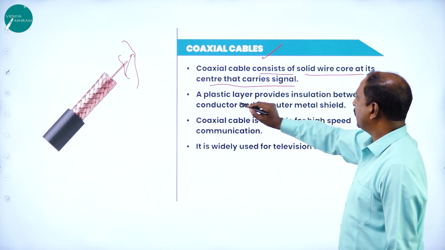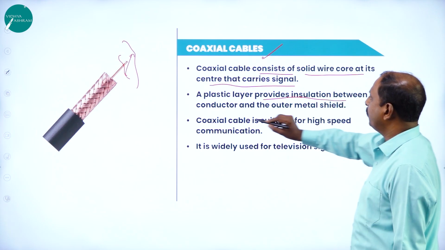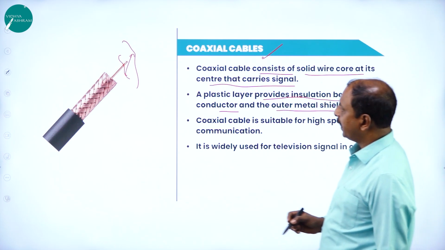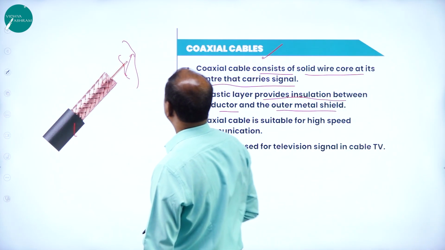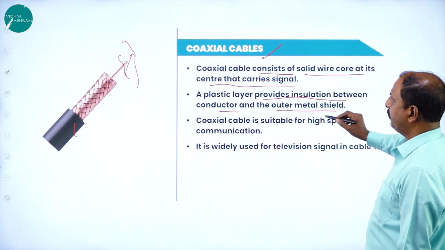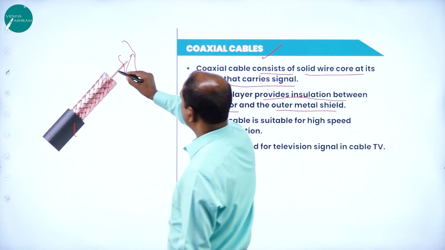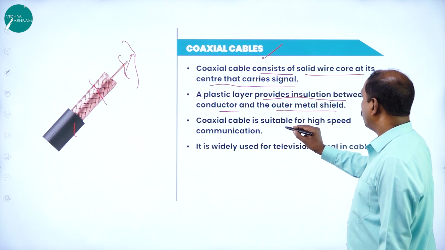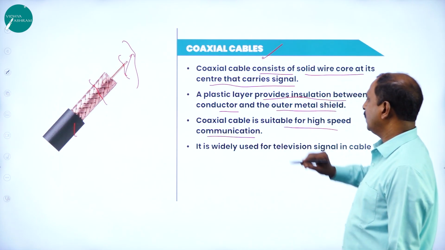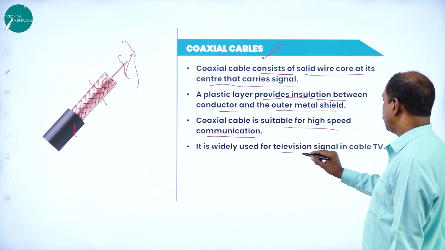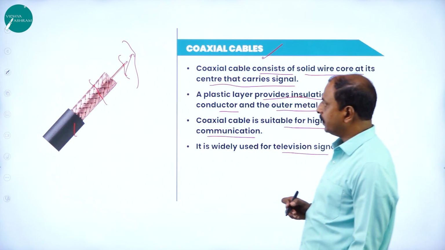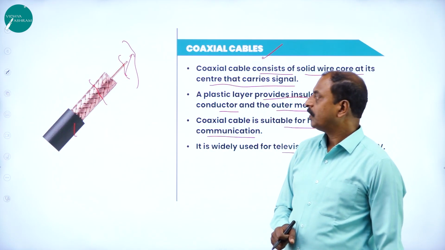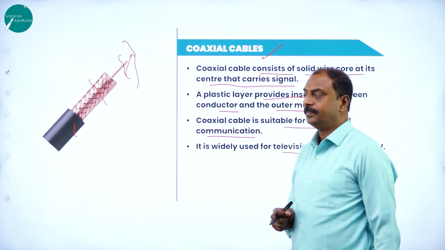Now here a plastic layer provides insulation between the conductor and the metal shield. This plastic shield provides the insulation between the conductor and the outer metal. See, this is a conductor and this is a metal. Outside this we have a plastic shield. It is suitable for high speed communication and widely used for television and in cable TV networks. So observe this, it is a type of coaxial cable and it is an example of guided medium transmission.